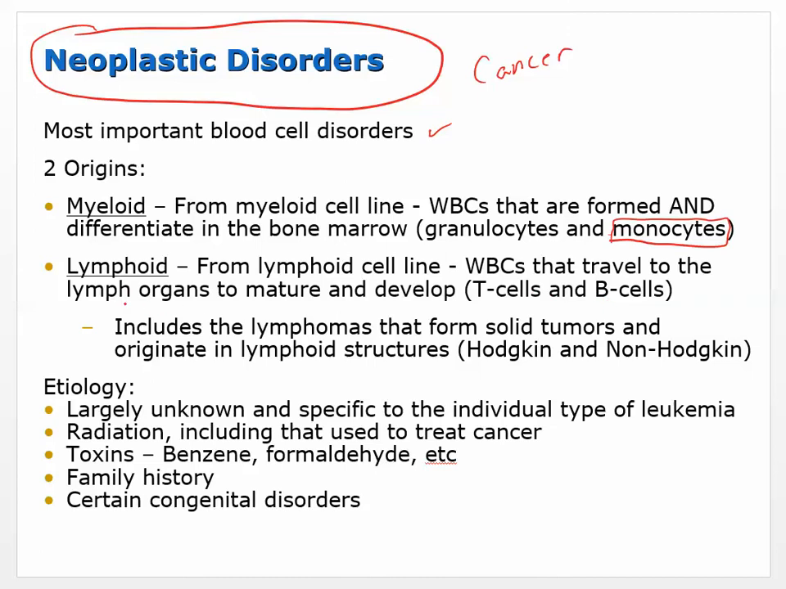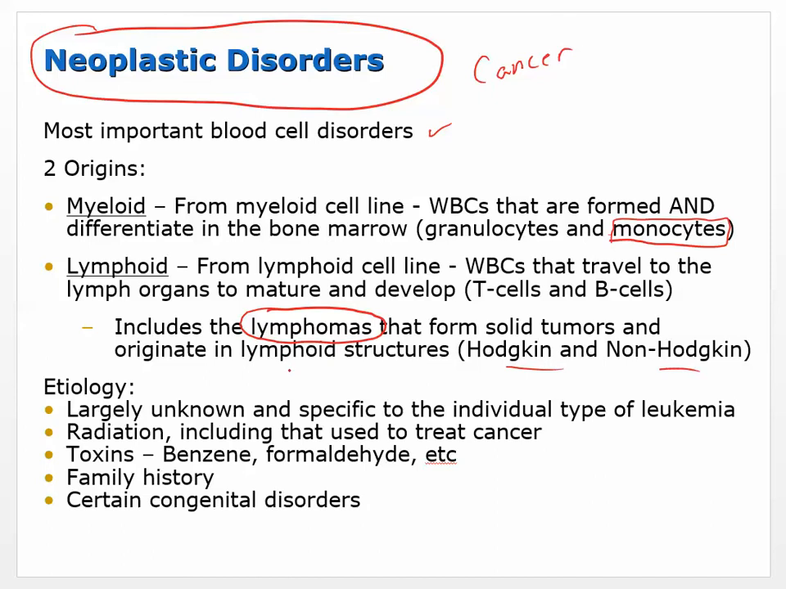The lymphoid line includes what we're going to identify as lymphomas. Lymphomas are solid tumors that originated in lymphoid structures and lymph nodes or other structures associated with lymph, like red blood or bone marrow. And they're classified as Hodgkin or non-Hodgkin. So we're going to go through all of these.